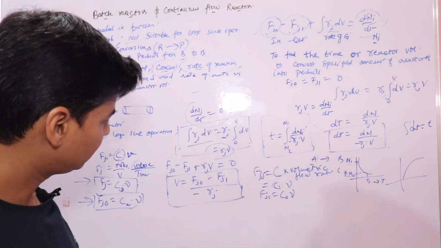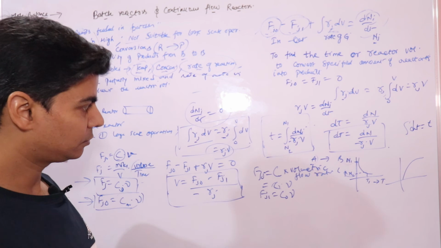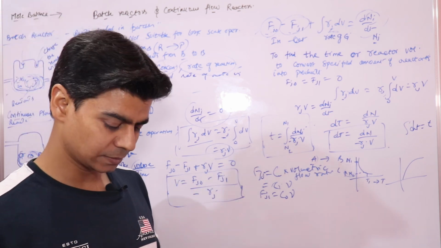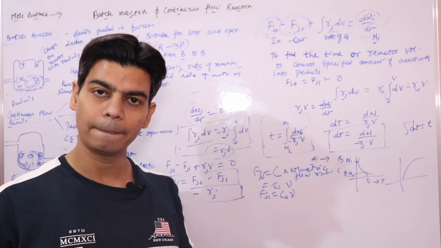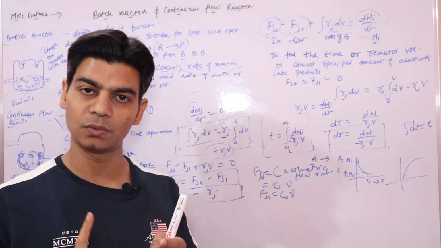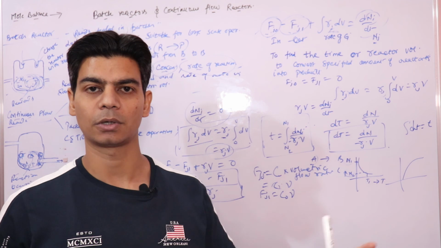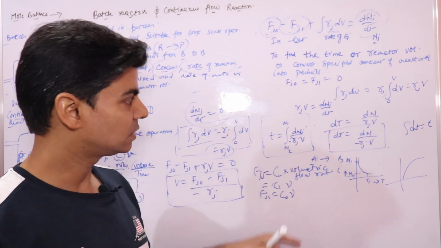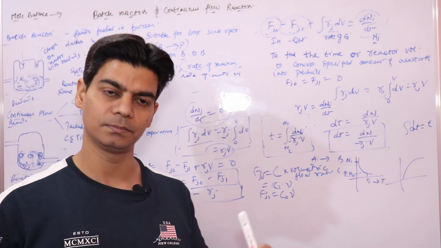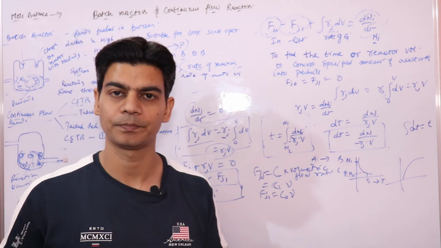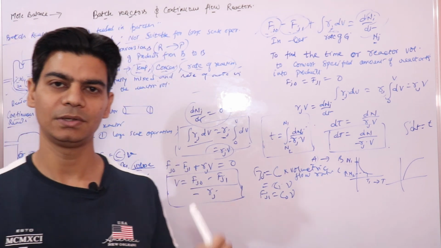So basically what we are trying to find from these equations is the time and the reactor volume required to convert a specified amount of reactants into products. In the next video lecture we will go ahead with other types of reactors. So I hope this is clear to you. Thanks.